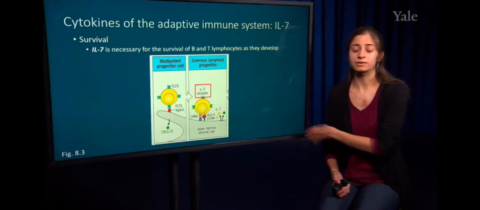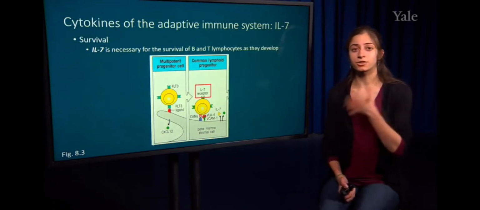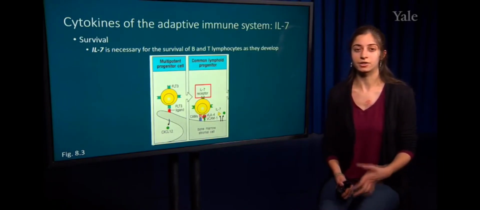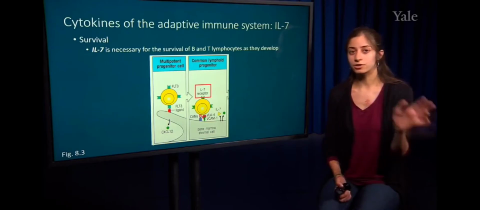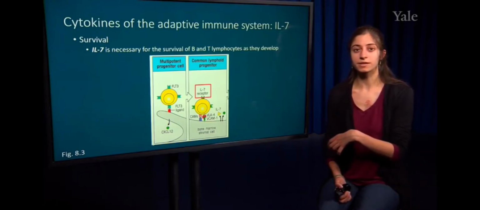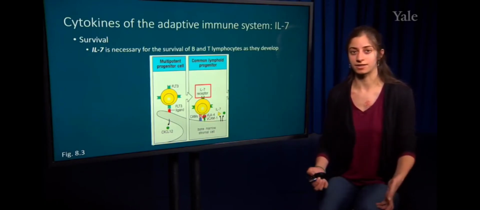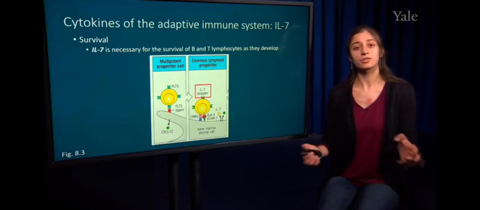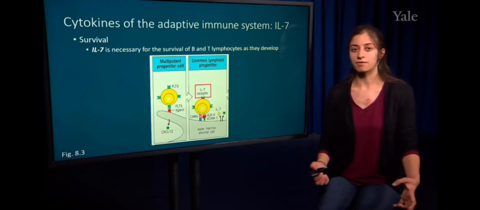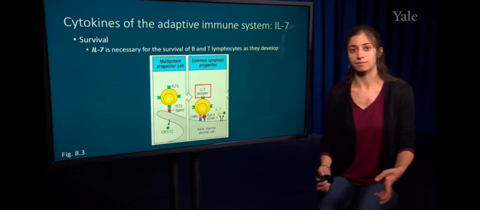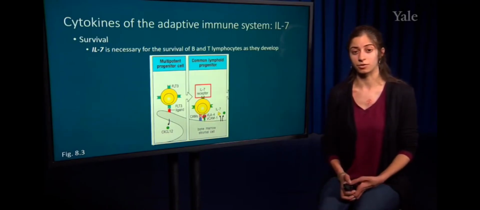IL-7 is still important later on. As T cells circulate through your body in their naive form, they'll always circulate back through lymph nodes and the spleen where they can receive more IL-7 signaling to tell them, you're still young, you can still survive a bit longer, and look for any invading pathogens that you may be specific for.